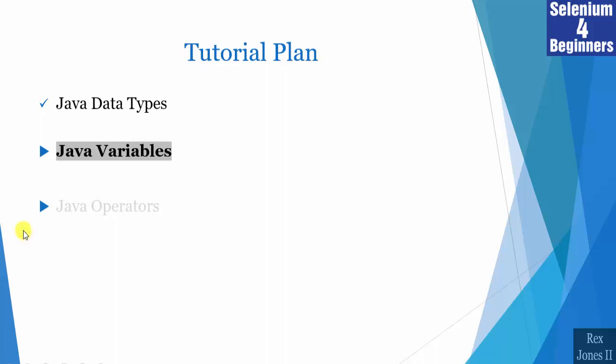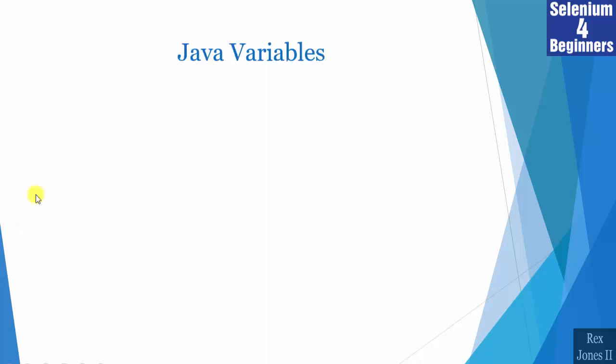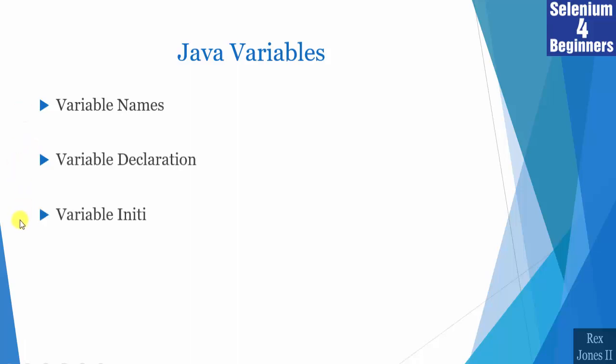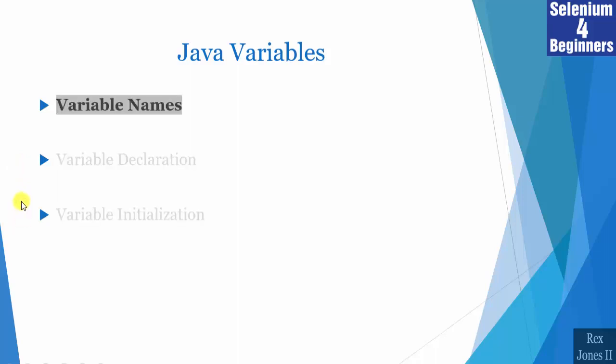Next, we have Java variables. There are three phases of variables. We must name our variable, declare our variable, and initialize our variable. Let's get started with naming our variables.